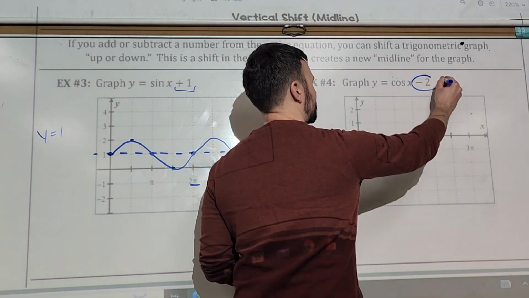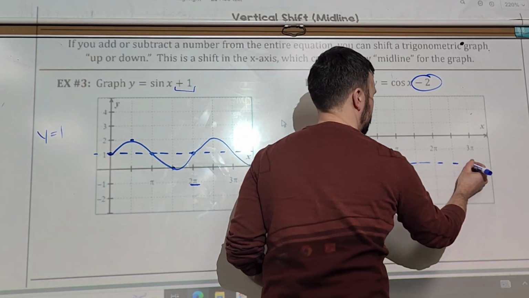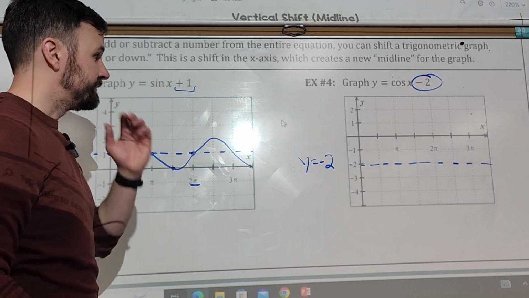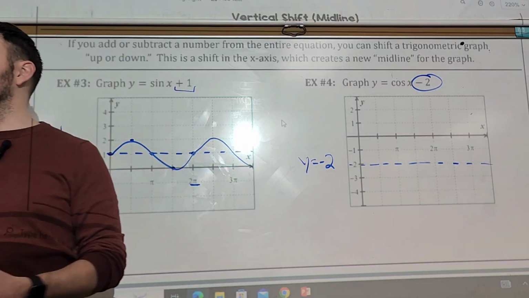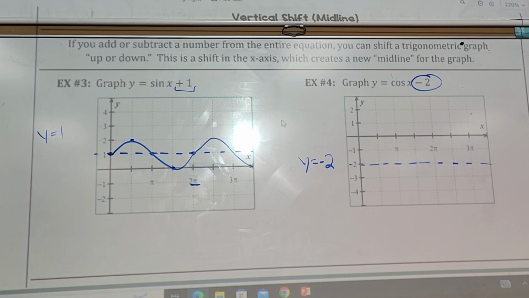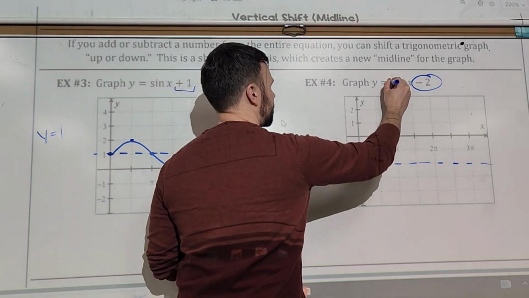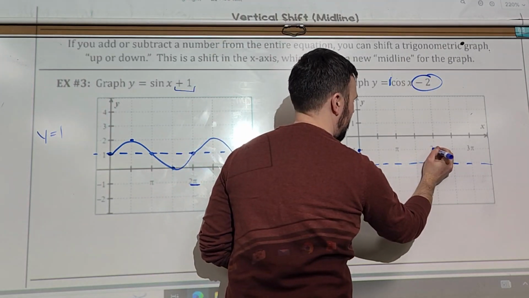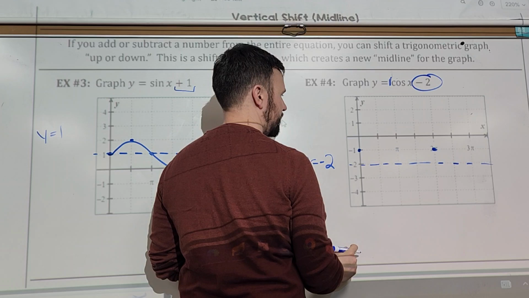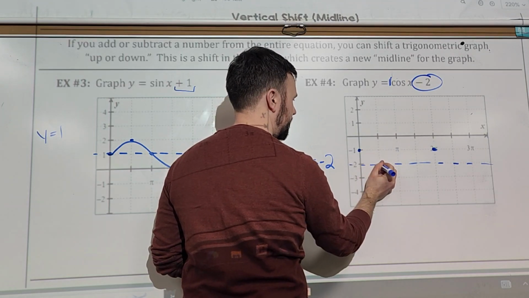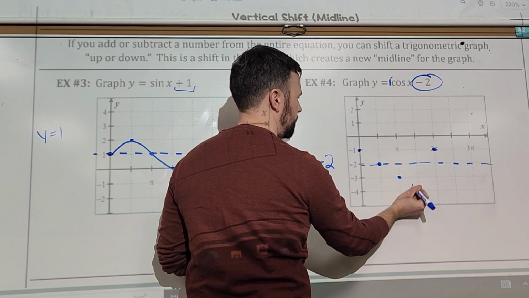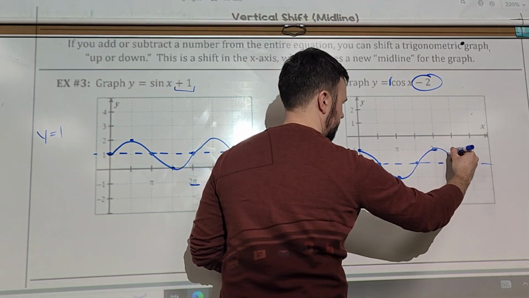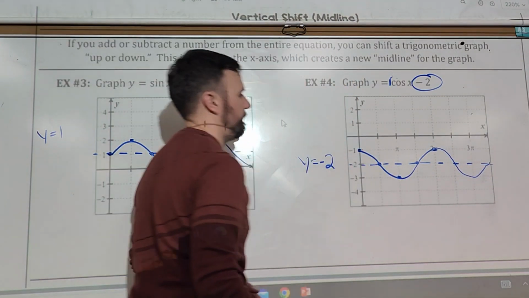What's going to happen with this one? Down 2. So my midline is going to be y = -2. Now with cosine, do I start on the 0? Start at the max. So my amplitude is 1. So I'm going to start at 1, right? I'm going to end at my period at 1, right? So I'm going to go there, 0, min, 0. Right?